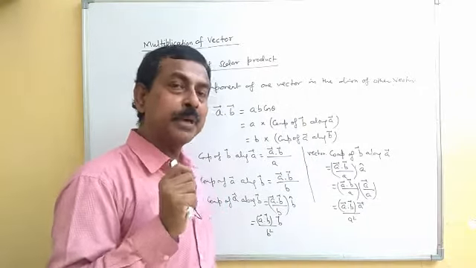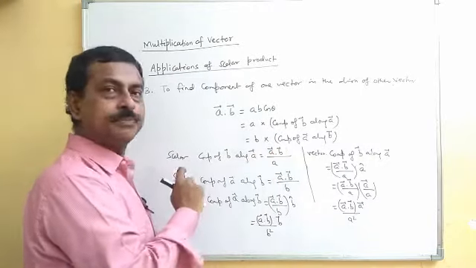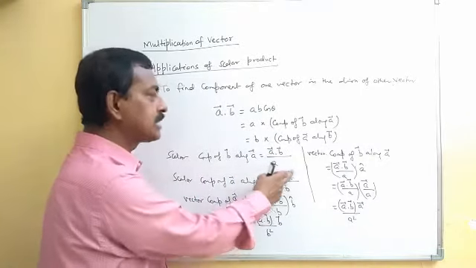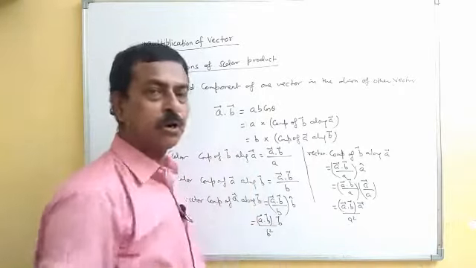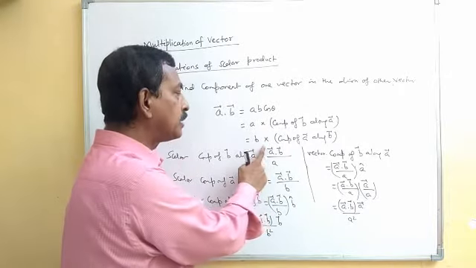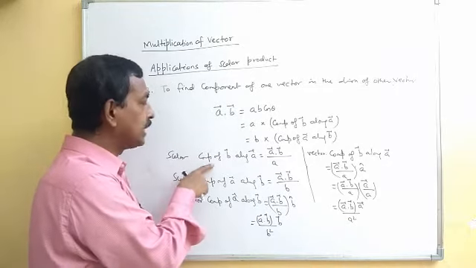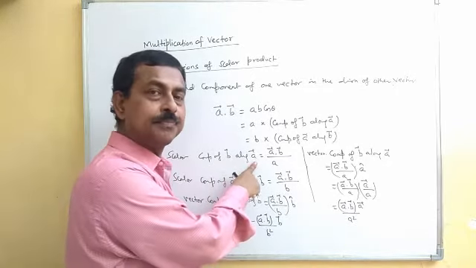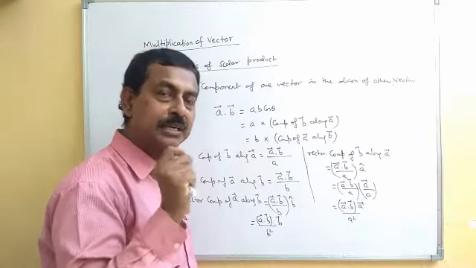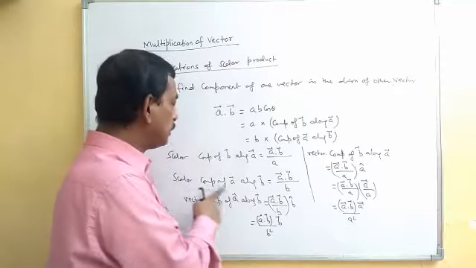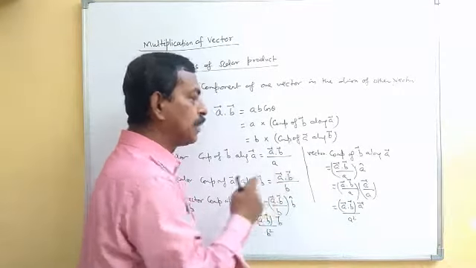Just to remember, you remember one thing. In the numerator, it is A dot B in both the cases, whether it is a component of B along A or component of A along B. So numerator will have A dot B. And now, if you take a scalar component of B along A, we have divided A dot B by A, magnitude of the vector A. If it is the component of A along vector B, we have divided dot product by the magnitude of vector B.